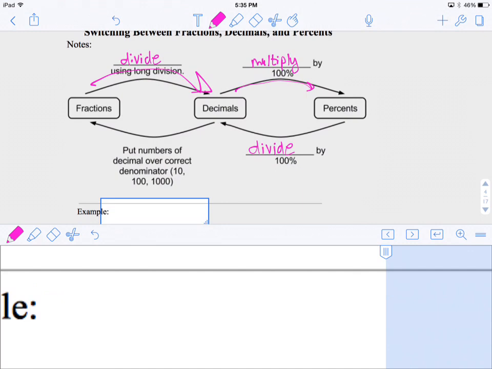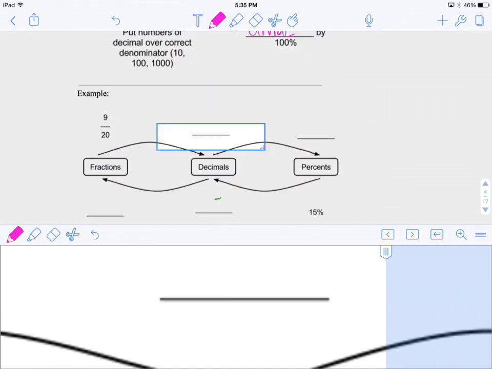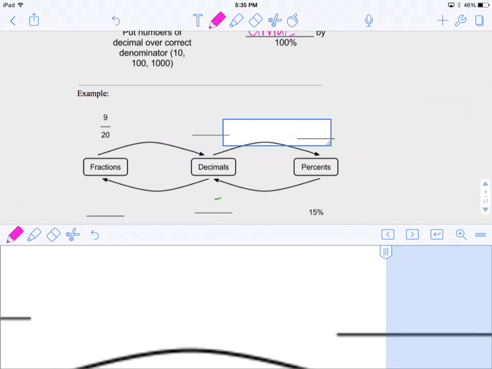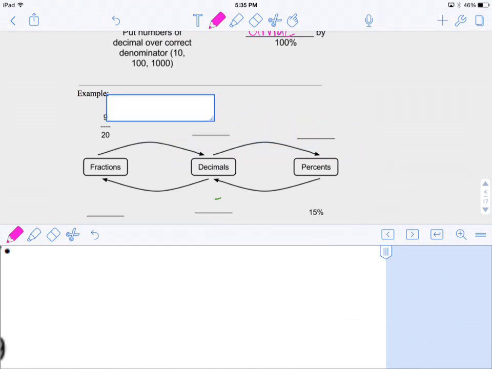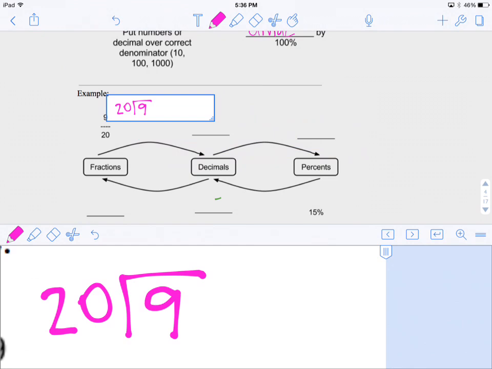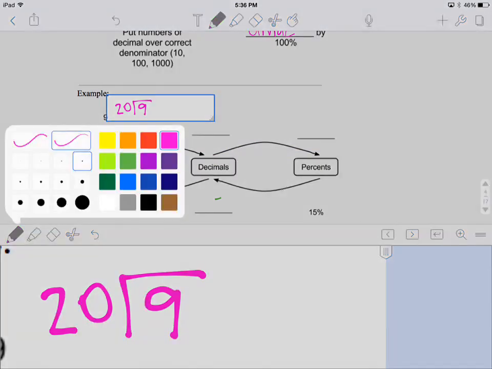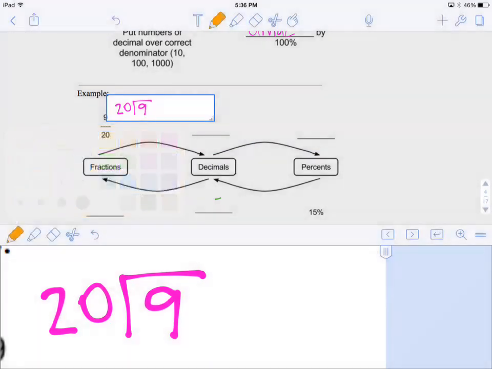So we have an example. We're going to start with 9/20, and we're going to convert it to a decimal, and then we're going to convert it to a percent. So we need to do some long division. We're going to divide 9 by 20. And you're probably saying, how do I do that? Because 20 is bigger than 9. Well, that's where we need a decimal.